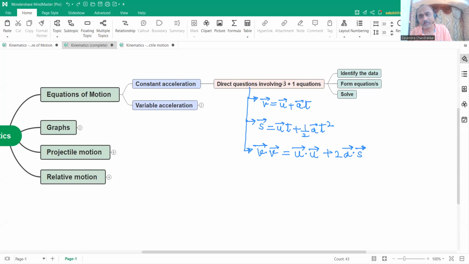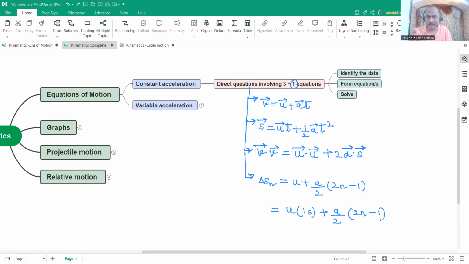I am saying there is one more equation, and this equation is the displacement in nth second, right? And what is the expression for this? u plus a by 2 times 2n minus 1. Is this the correct way to write it? No, this is not the correct way to write it. Here you have to write 1 second inside the bracket. Here it is a by 2, this is 2n minus 1. The unit of this entire term in bracket is 1 second, and this is 1 second, right? This is displacement in 1 second.